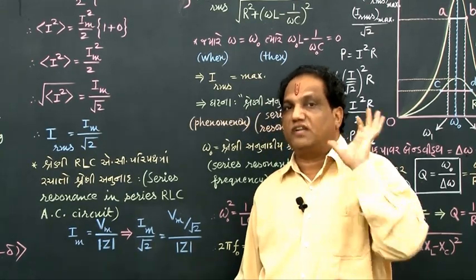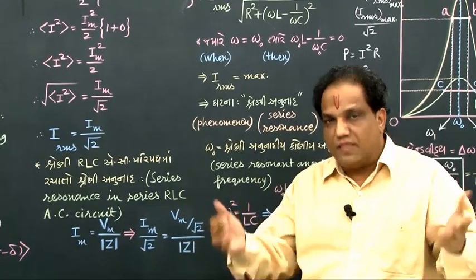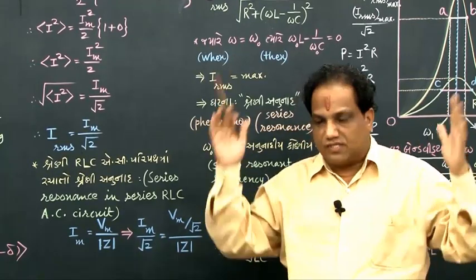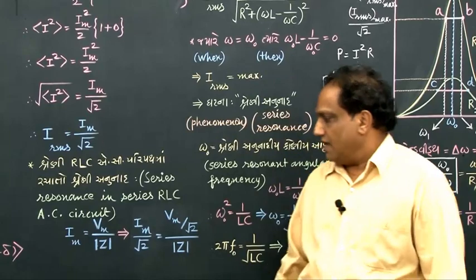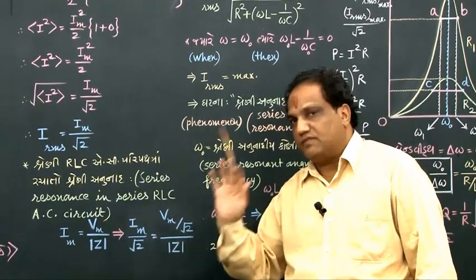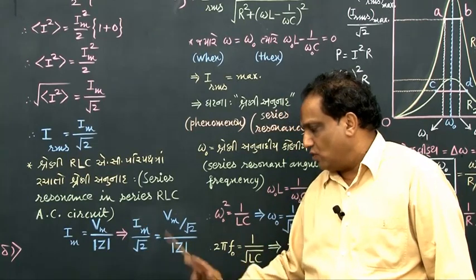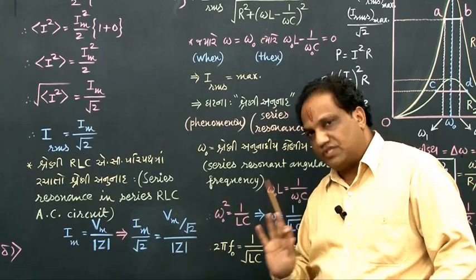But so far as the effective resistance of an AC circuit is concerned, we have given it another name, and that name is the magnitude of complex impedance, shown by the symbol mod Z. Fine. Now divide on both sides by root 2. It will become Im upon root 2 equals Vm upon root 2 divided by mod Z.